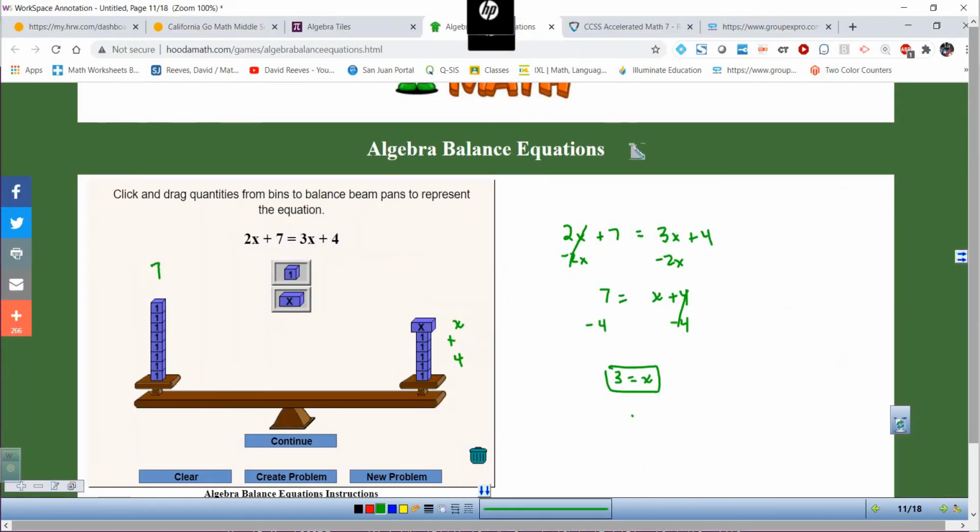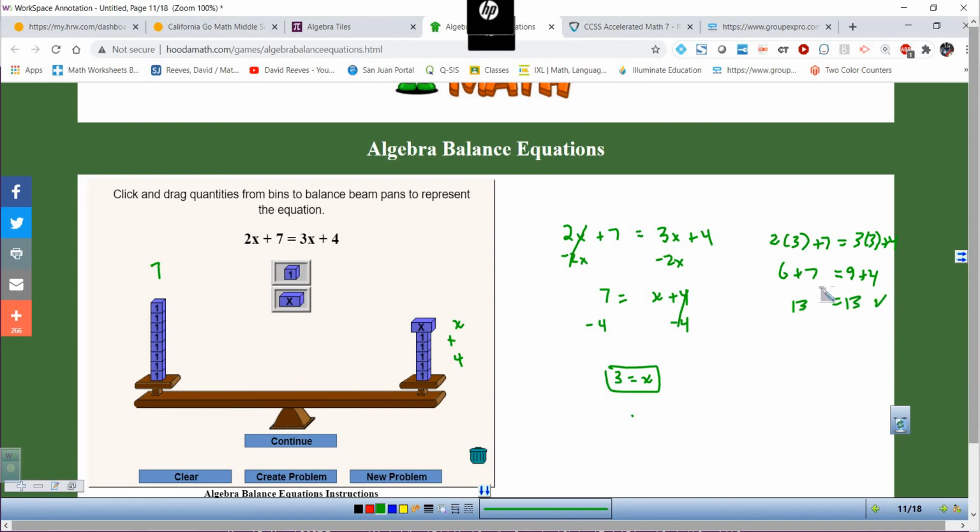And if we go back to our balance one here, we had our original equation, 2x plus 7 equals 3x plus 4. If we check it, 2 times 3 plus 7. Does that equal 3 times 3 plus 4? Well, 2 times 3 is 6. 6 plus 7 is 13. And 3 times 3 is 9, and 9 plus 4 is 13.